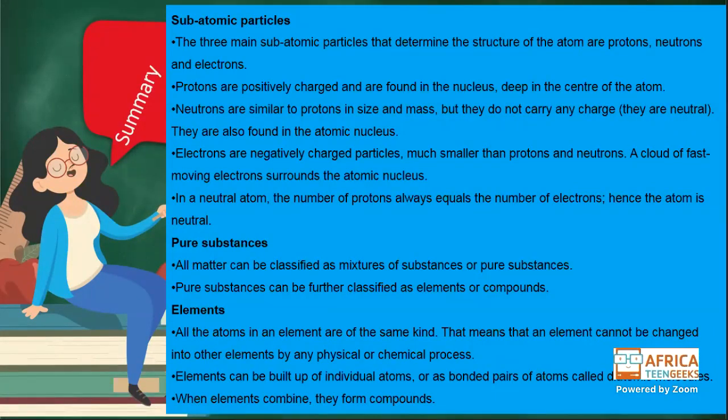Now, all matter can be classified as mixtures of substances or pure substances. And pure substances can be classified as elements or compounds. I'm going to discuss how compounds are made in our lesson tomorrow. Now, all atoms in an element are the same kind, and this means that an element cannot be changed into any other element by a physical or a chemical process. Elements are built up of individual atoms or as bonded pairs of atoms called diatomic molecules. And when elements combine, they are called compounds. So, when you have two elements combining through heating or through some chemical reaction or chemical process, they form compounds.